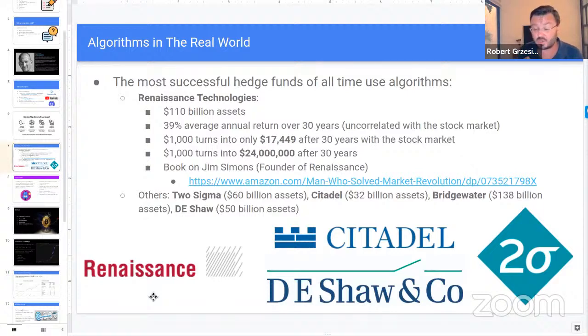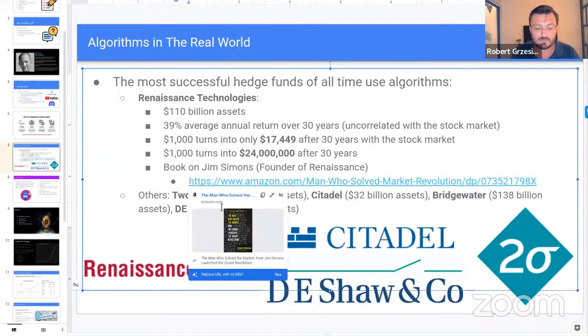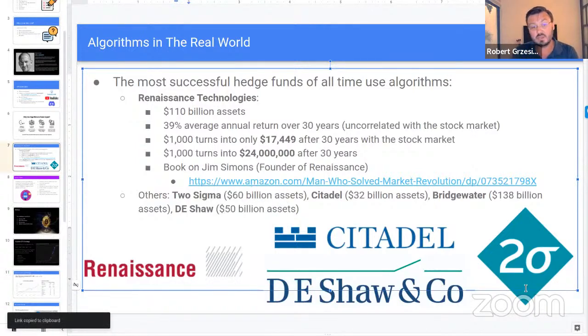If you read this book, they buy houses and forget about them. It was obnoxious how much money these guys were making. Really would make AOC very upset, to say the least. But these guys are making money hand over fist, basically like a bank machine in their house. So think about that. $1,000 into 17,000 versus $1,000 into 24 million. And that's in the stock market. Imagine what you could do in the crypto market, which is less developed and growing a lot faster than the stock market.